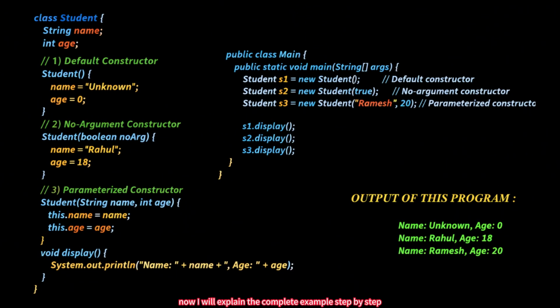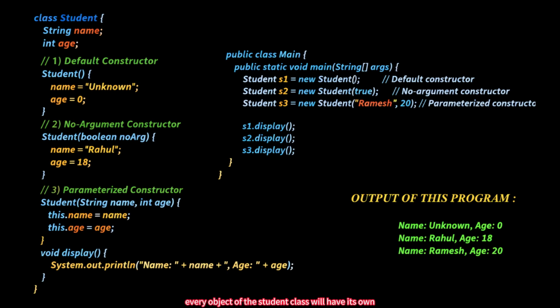Now I will explain the complete example step by step. First, we have a class called Student. Inside this class, we declare two variables. String name, int age. These are instance variables.